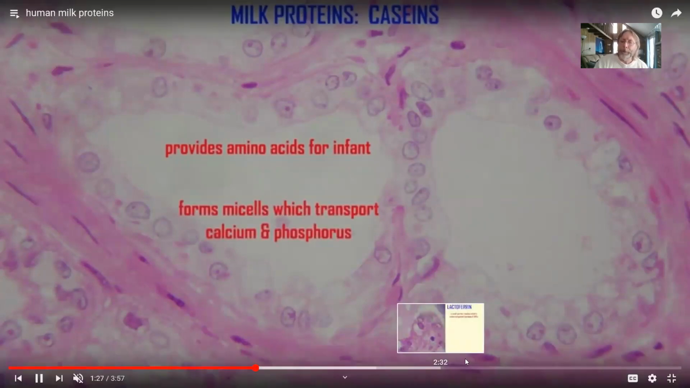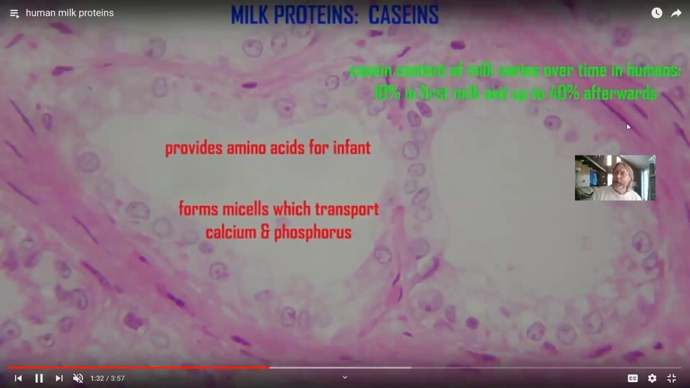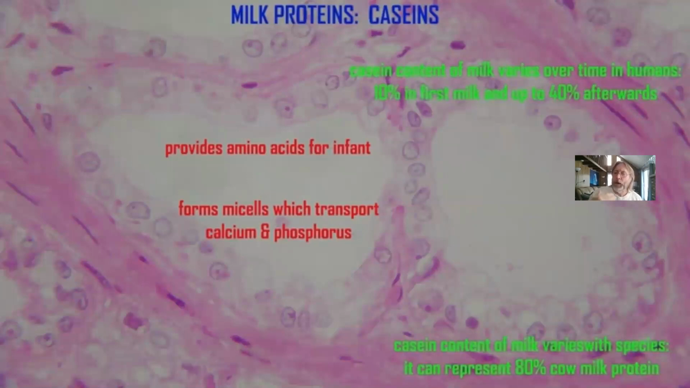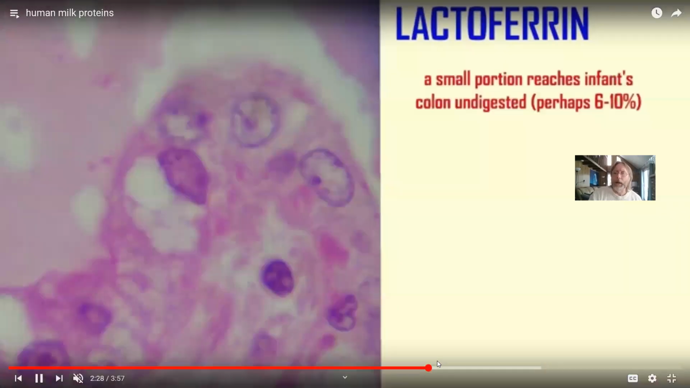And so therefore, this is then the source of the infant's amino acids. These can change. One of the interesting things about milk is it is not constant. Milk can vary from species to species. It can vary over the course of time, where the first milk produced after childbirth can be different from the milk which is produced later.